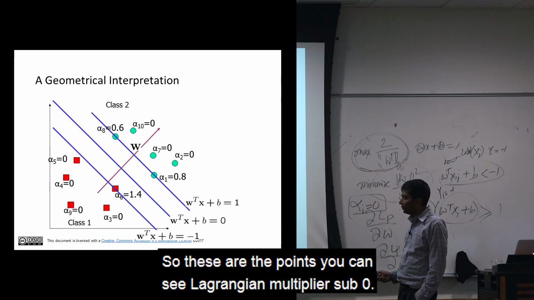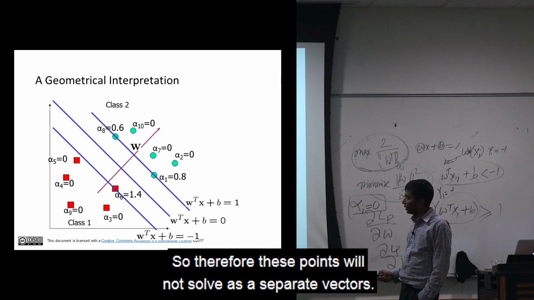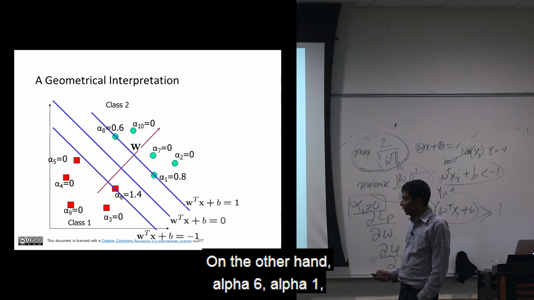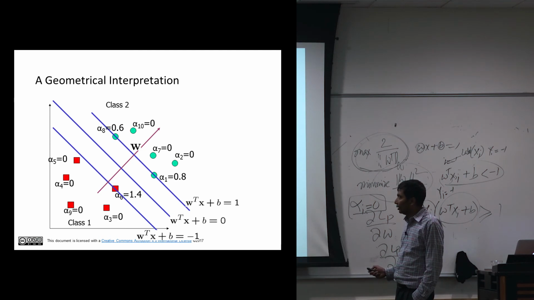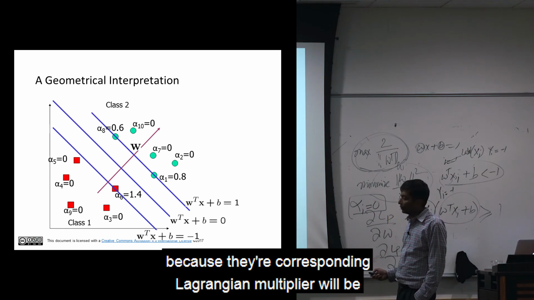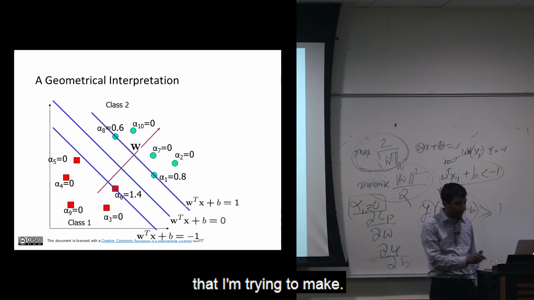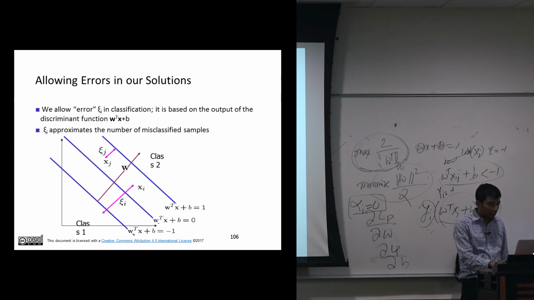These are the points where you can see the Lagrangian multipliers are 0. Therefore, these points will not serve as support vectors. On the other hand, alpha 6, alpha 1, alpha 8, these are the points that will serve as support vectors, because their corresponding Lagrangian multipliers will be non-zero. And this alpha will contribute in the W calculation. That's the key point I'm trying to make.